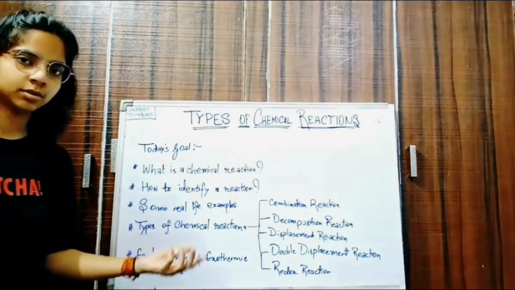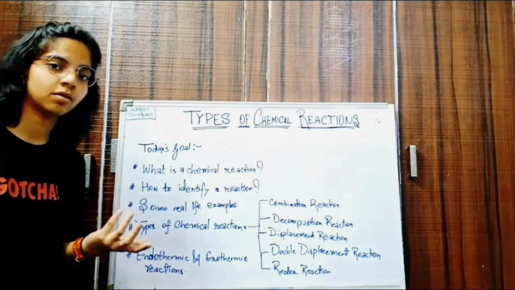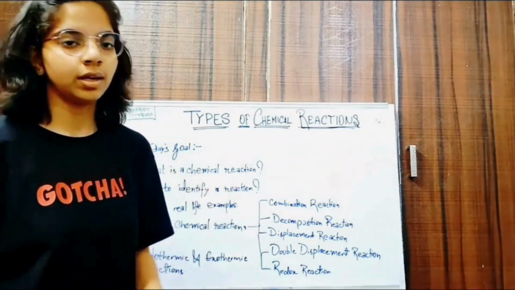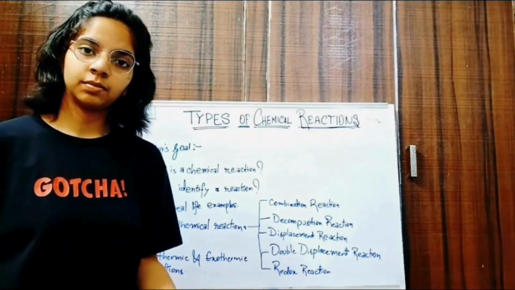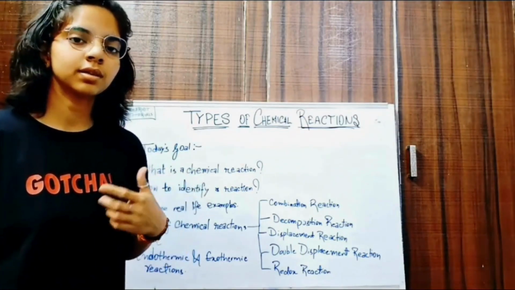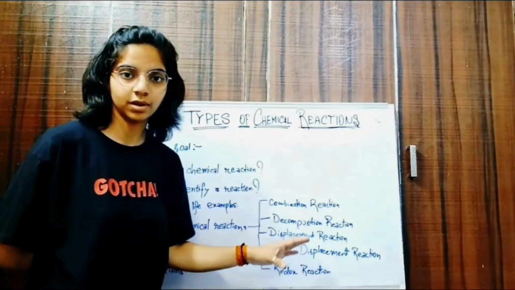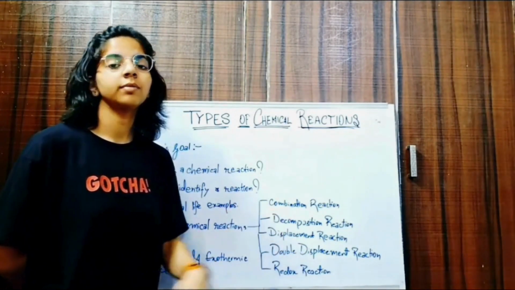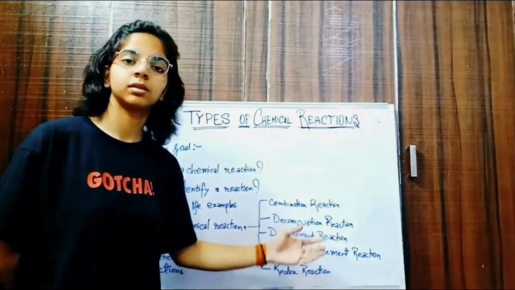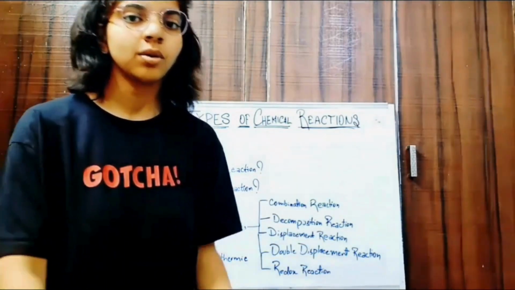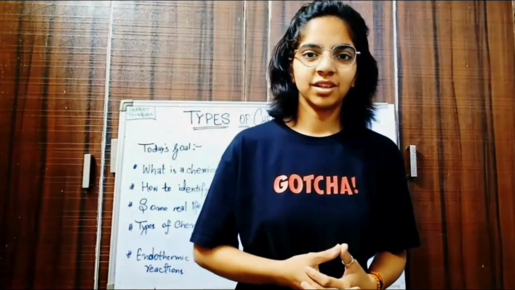These are not types of reaction, these are just characteristics of a reaction: whether any reaction is endothermic or exothermic. We will discuss later what is exothermic, what is endothermic, what these 5 types of reaction are, how they take place, and how we will get to know which type of reaction is taking place. Alright, so be with me till the end of the lecture.